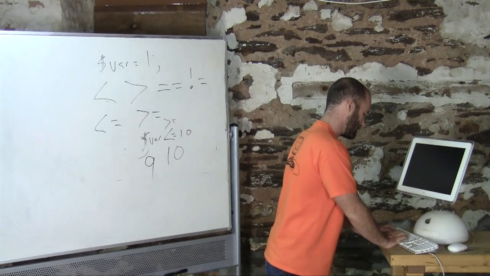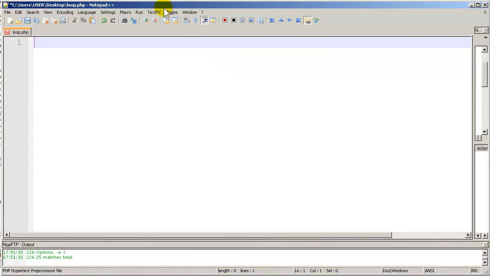So here we are back at my Windows 7 computer, and I have Notepad++ already open, and I've already created the file for the script loop.php. This is the file that we'll use for both demonstrations today. With the demonstration today, I'm going to be hard coding the variable values.